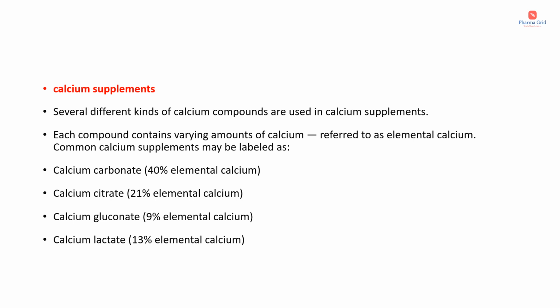Common calcium supplements may be labeled as calcium carbonate, which contains the highest percentage of elemental calcium, about 40%. Then calcium citrate contains 21% of elemental calcium. Calcium gluconate contains 9% and calcium lactate contains 13% of elemental calcium.